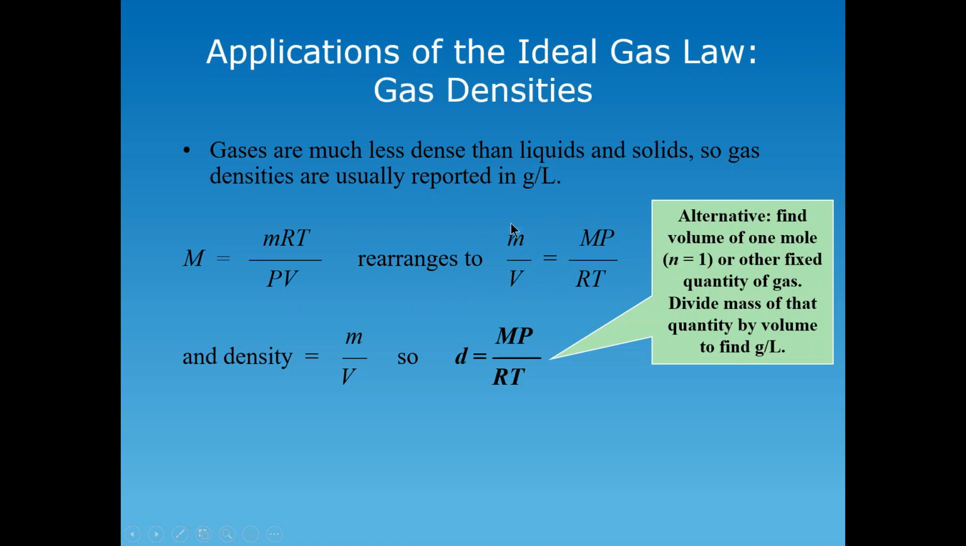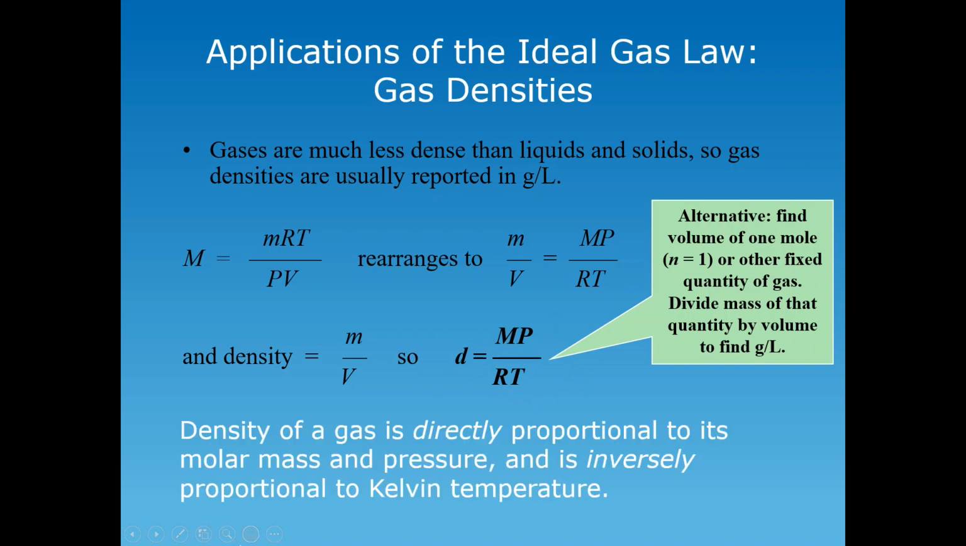Lowercase m over v would be equal to the molar mass times the pressure divided by R times T. So basically, since the density is equal to m over v, we can replace m over v with d, the density, which is equal to MP over RT. So if you know the molar mass, the pressure, and the temperature of the gas, then you can determine the density of the gas.